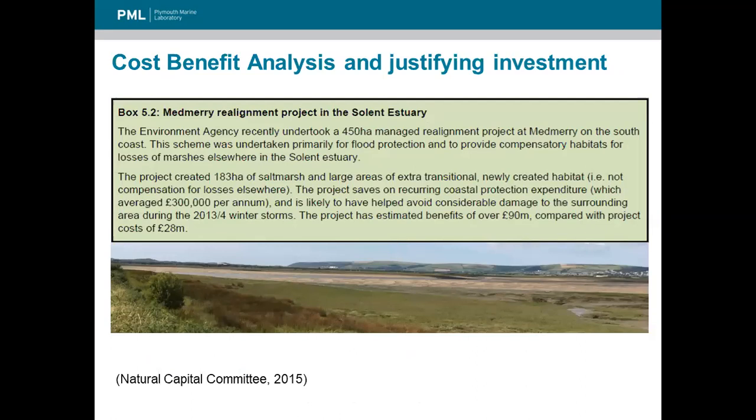This example comes from the Natural Capital Committee talking about a managed realignment project in the Solent, and demonstrates that by creating salt marsh, you not only save the costs required for grey engineering infrastructure, but all the additional benefits that you get through the creation of new habitat mean that the benefits of the project far exceed the project costs.